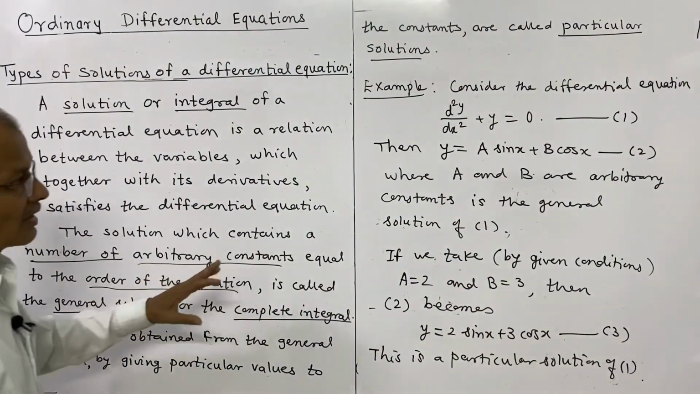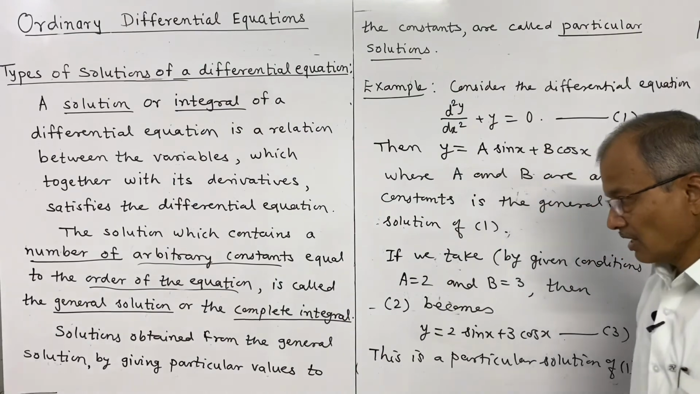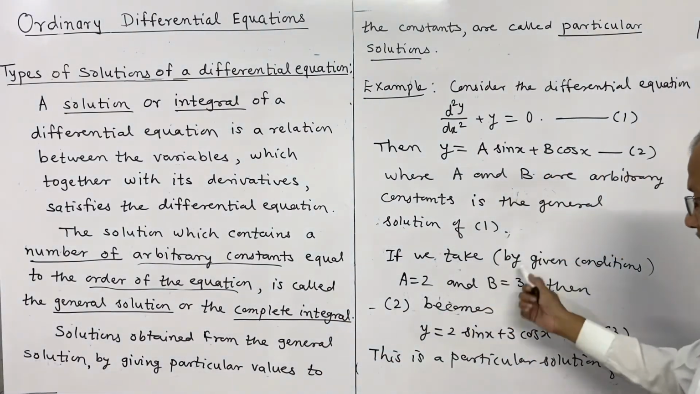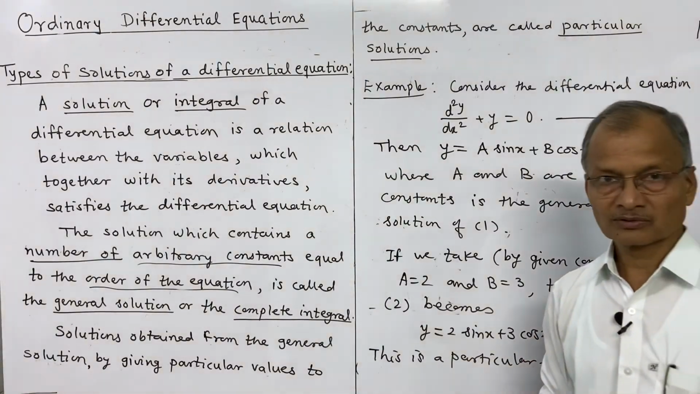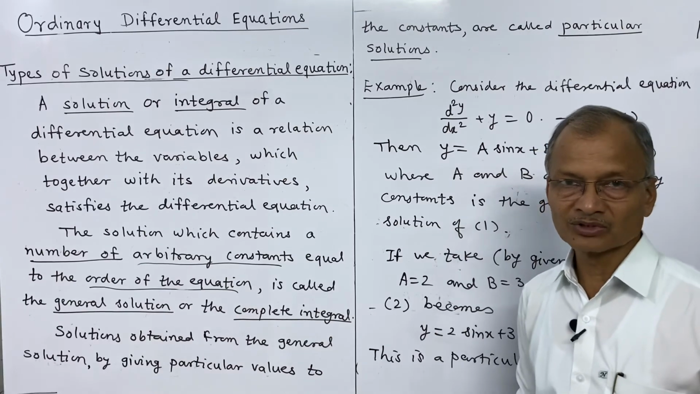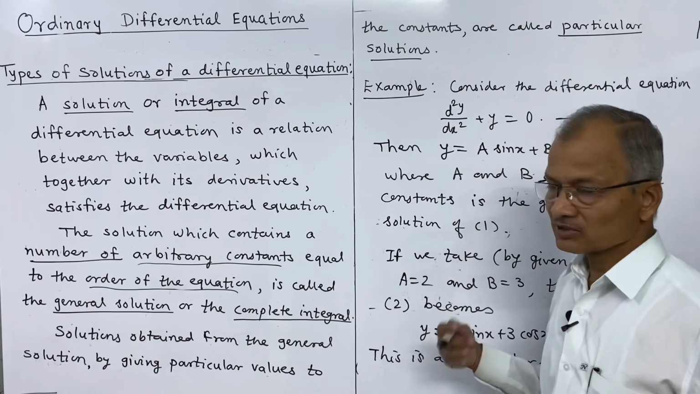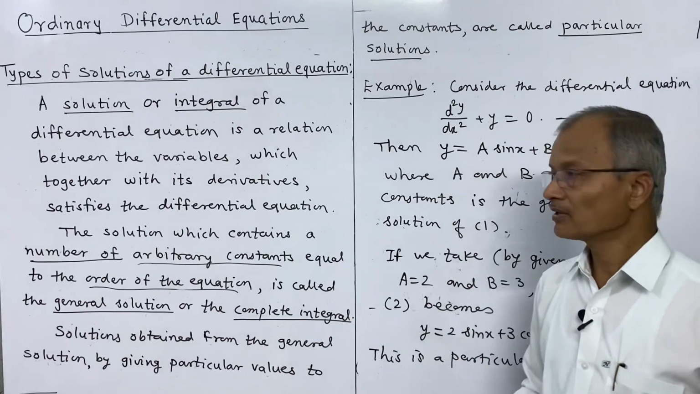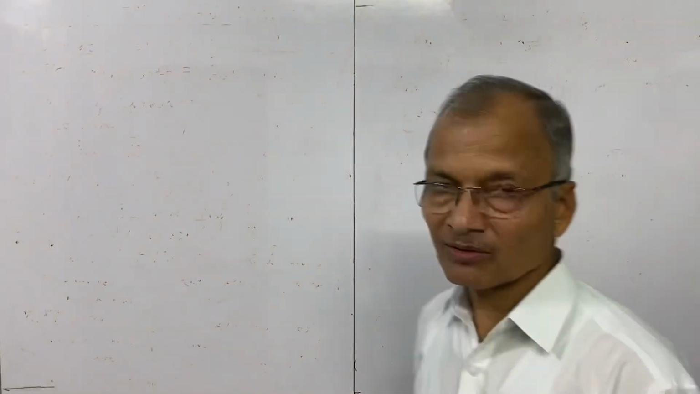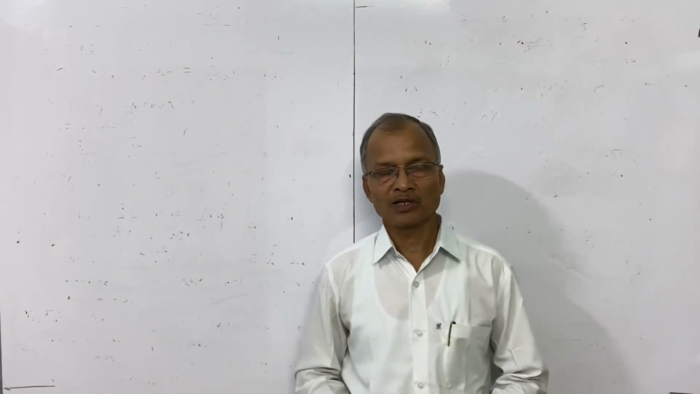So that is the meaning of general solution and particular solution. The general solution contains a number of arbitrary constants equal to the order of the differential equation, and if we give particular values to the constants, then we get a particular solution. There is also a third kind of solution which is known as singular solution, but we shall not study it now. We shall study singular solutions afterwards. So this is about the general solution and particular solution of an ordinary differential equation.